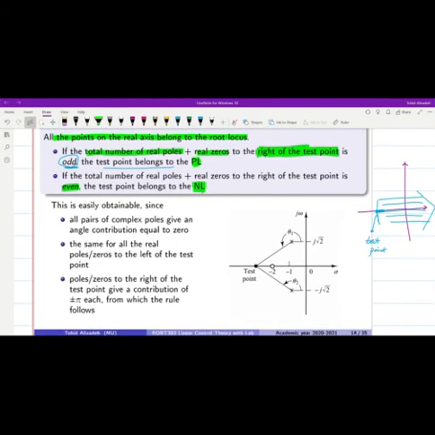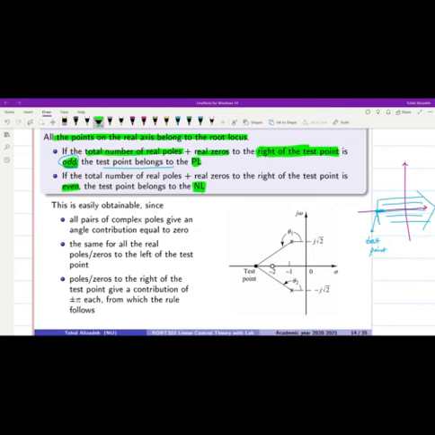This just comes from applying the phase condition, okay? So it's not something difficult to prove. You just apply the phase condition at any point, and based on the phase condition, whether it's for the positive locus or negative locus, you will see that if the total number of the poles and zeros to the right side is an odd number, then that belongs to the positive locus, otherwise to the negative locus.